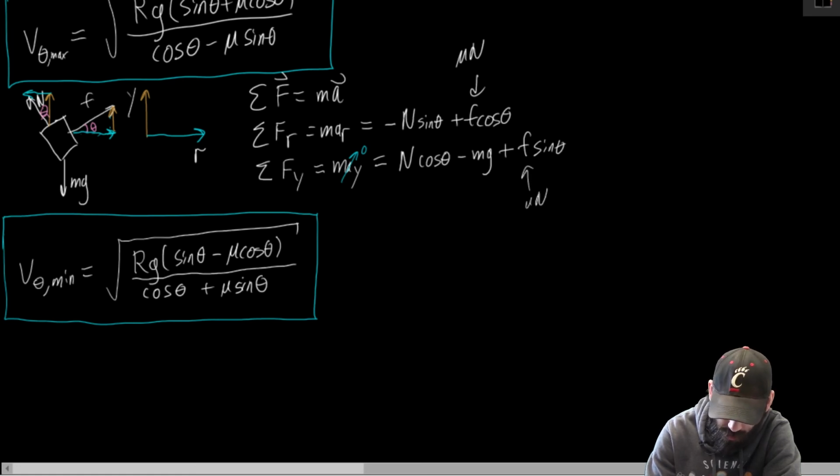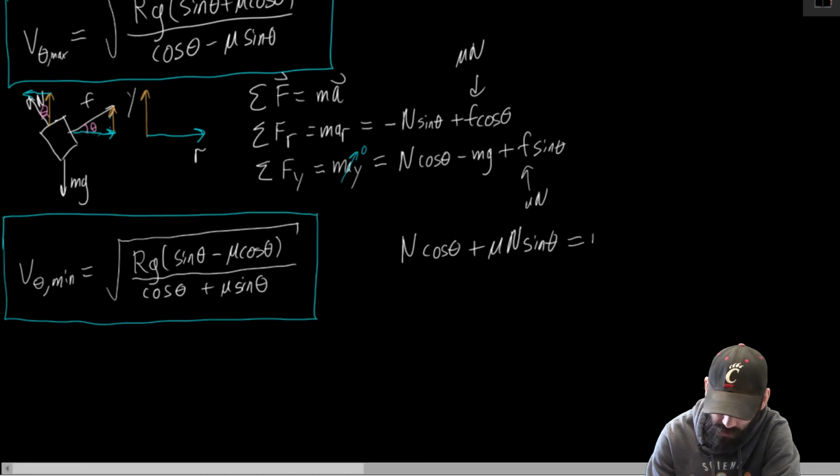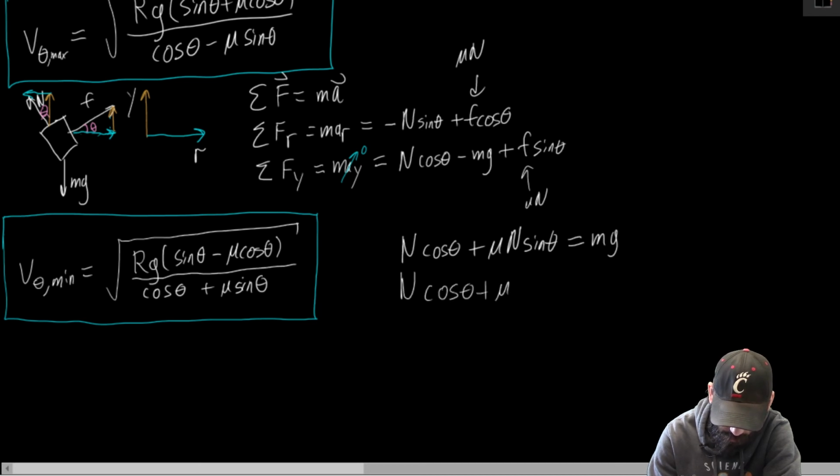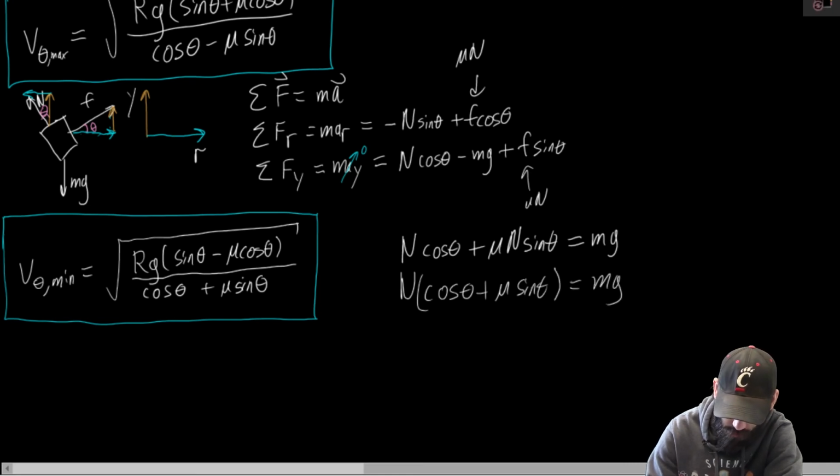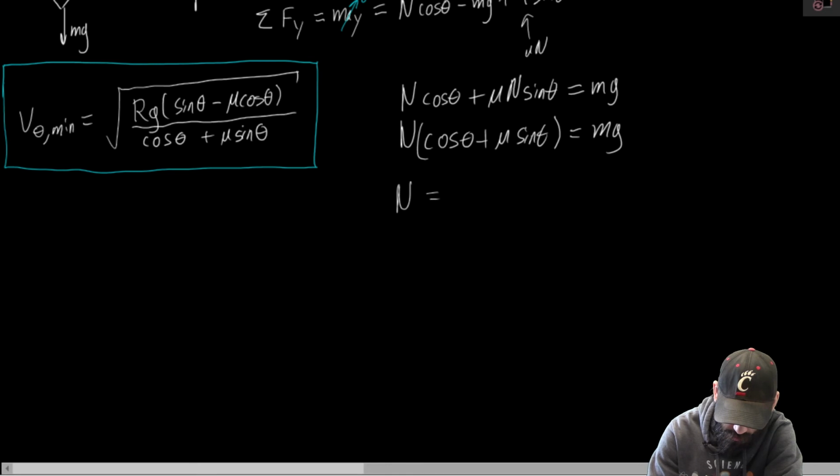So from the sum of forces in y, what we see is n times cosine of theta plus mu times n times sine of theta. Move the force of gravity to the other side, so this is going to be mg. Or factoring out our n, we see that this is going to be n times cos theta plus mu sine of theta, factored, is equal to mg. Or n is going to be equal to mg divided by cosine of theta plus mu sine of theta.